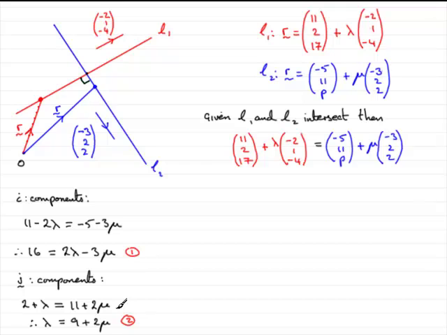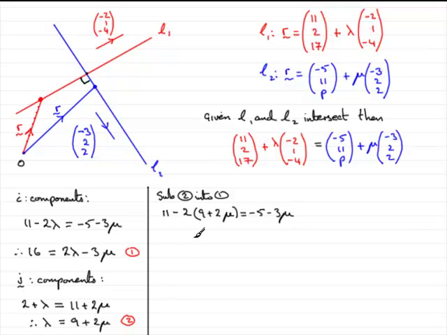It's up to you how you decide to solve them. I'm going to use the substitution method. I'm going to replace lambda in equation 1 with 9 plus 2 mu. It's going to be a bit of a tight squeeze, but we're going to substitute equation 2 into 1. So we have 11 minus 2 times lambda, and lambda is 9 plus 2 mu, so I'll put that in brackets, and that equals minus 5 minus 3 mu.